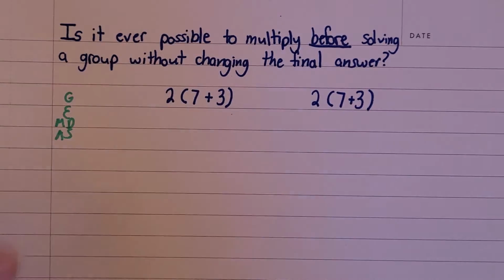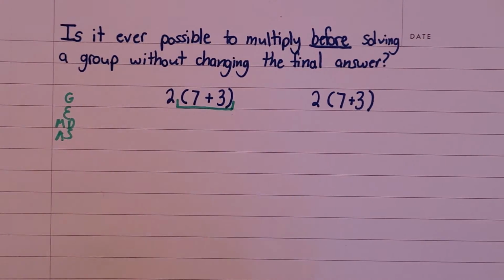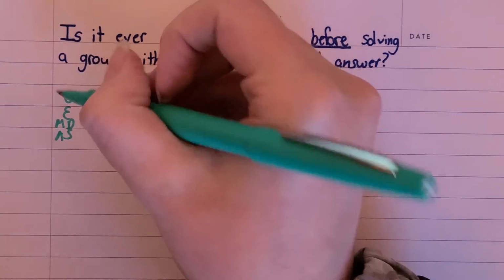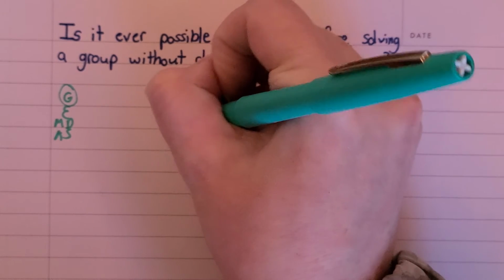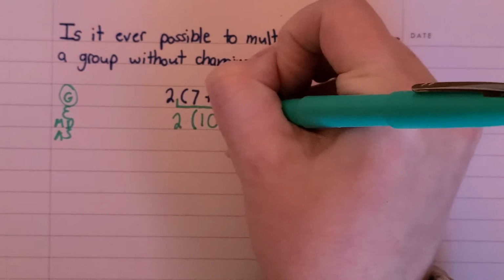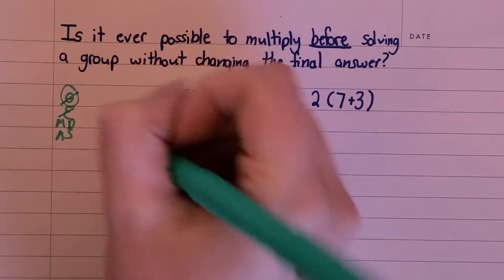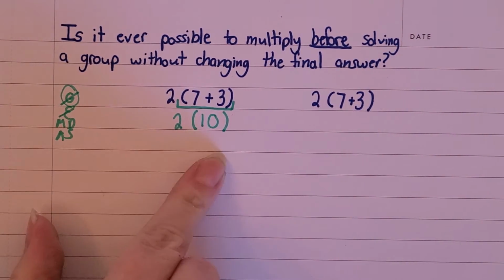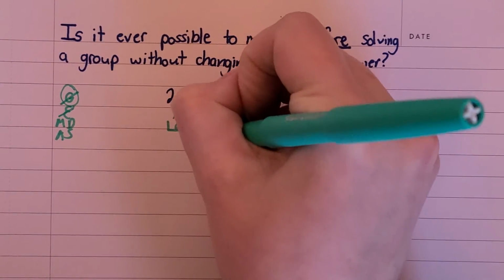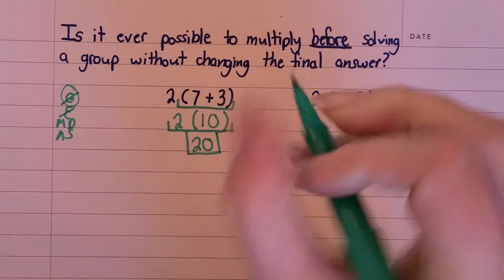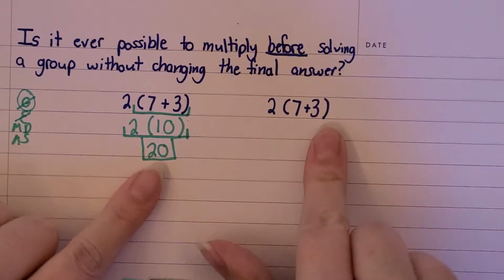Let's test it a little bit. Solve it normal to see what our right answer is. So we'll do our group first. That's first. 7 plus 3 is 10. Drop down that 2. You can either put a multiplication sign or leave it in parentheses to show multiplication. We have no exponents, so now we're multiplying or dividing. I only have multiplication. 2 times 10 is 20. We know the right answer for this problem is 20.